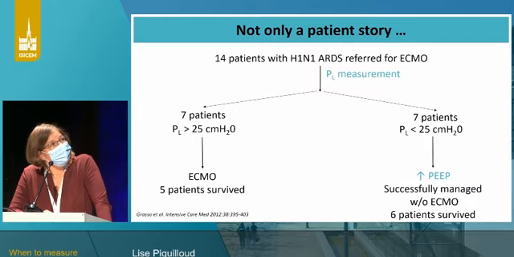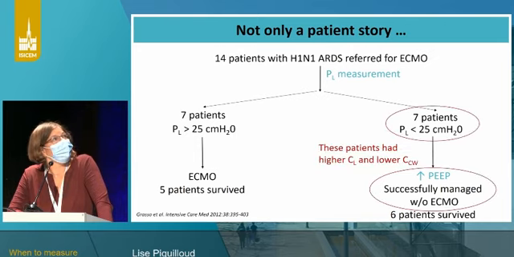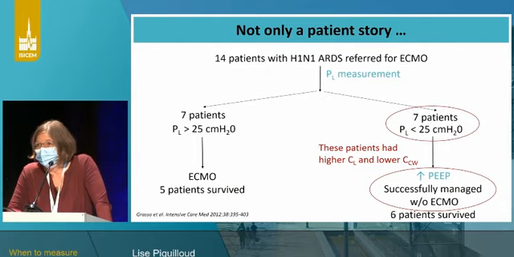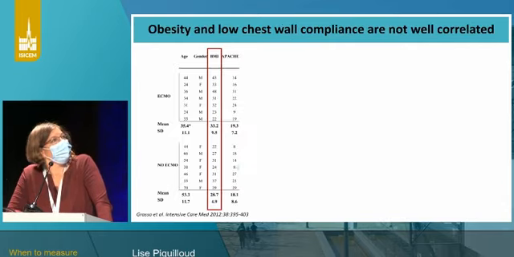But in 7 other patients, for whom transpulmonary lung pressure was lower than the target they had set, they could adapt the ventilator settings, particularly in this situation, increase PEEP, and those patients were successfully managed without ECMO, and 6 of them survived. Very interestingly, those patients all had very low chest wall compliance. Then the problem was not the lung, basically, or not mainly the lung, but was also the chest wall.